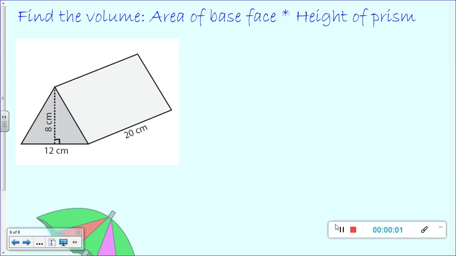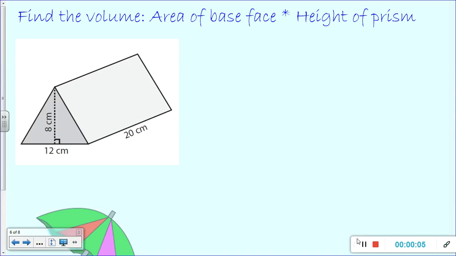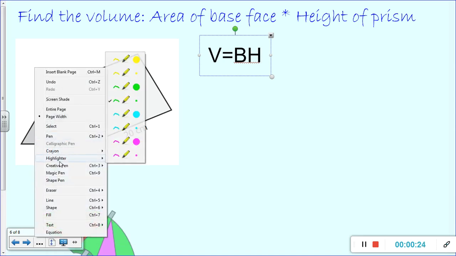All right, so now that you've done your rectangular prism stuff, we're going to move on to triangular prism. Again though, because we're still doing volume of prisms, it's still the exact same formula: the area of the base face times the height of the prism. But this time, my base face isn't a rectangle, right?